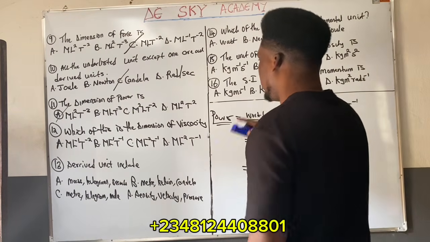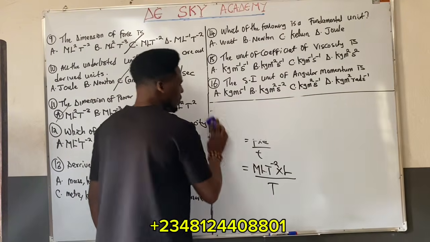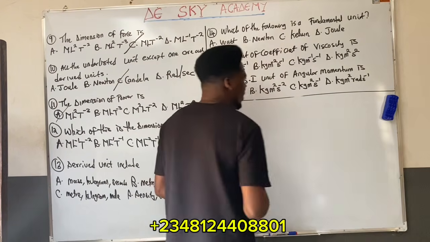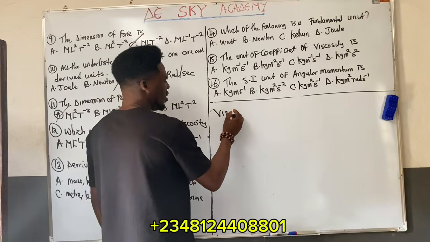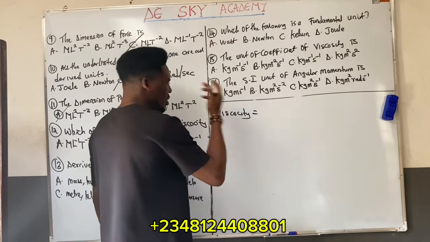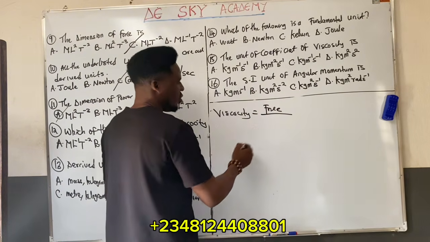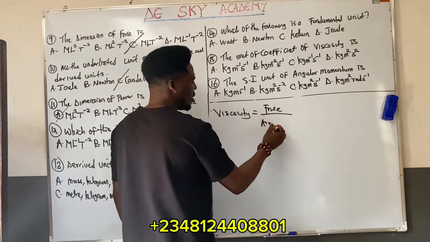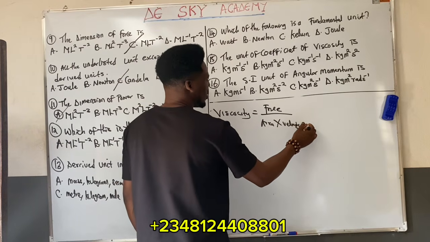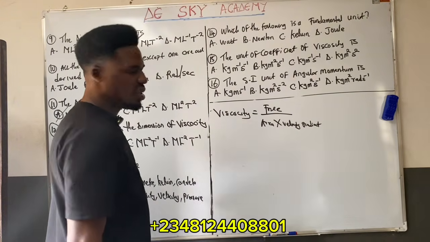So, question number 12 is which of these is the dimension of viscosity? Viscosity. So the question is, what is the formula for viscosity? Viscosity is force all over area times velocity gradient. That is the formula.